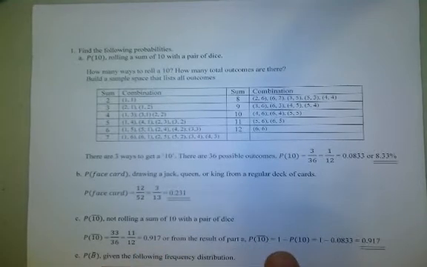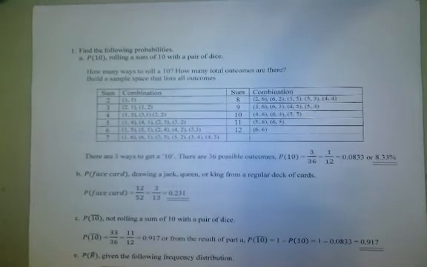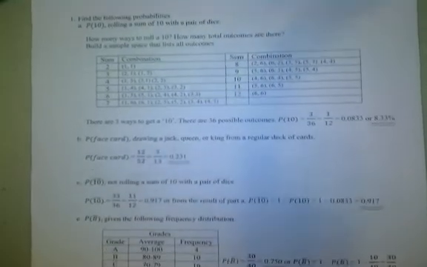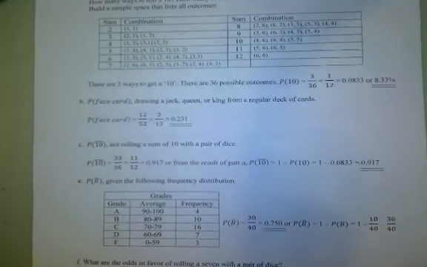However, we could have also used the rule of complement and say, well, we already found P(10) up in part A, so P(not 10) has to just be 1 minus P(10), 1 minus 0.0833, which gives me, again, that same 0.917. So those are examples of doing classical probabilities.